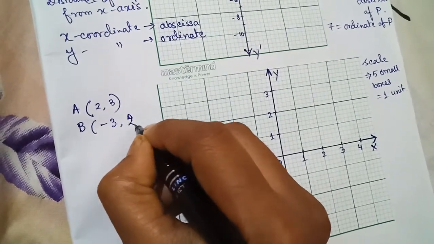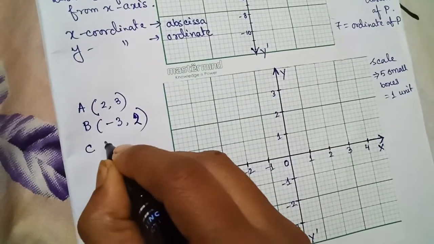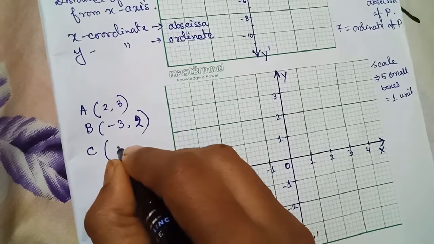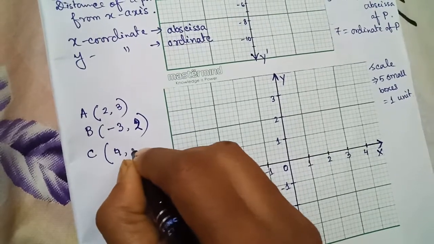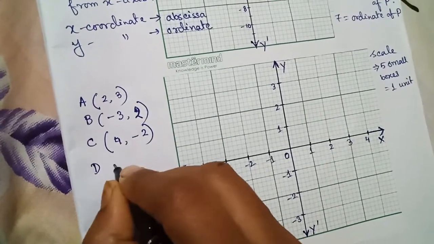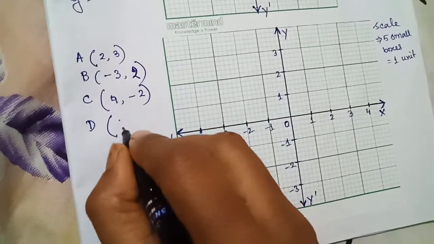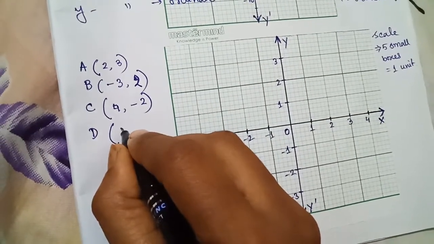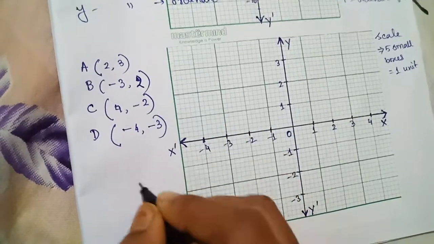Minus 3, 2 I'm taking. Okay, C, 4, minus 2, and D 0, minus... minus 4 comma minus 3, right?